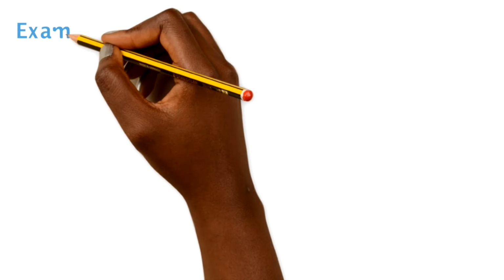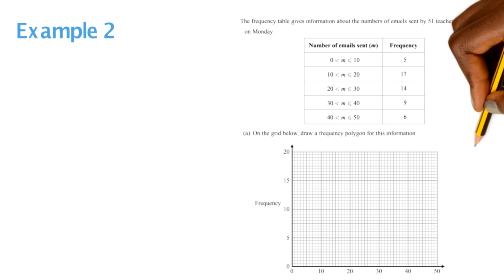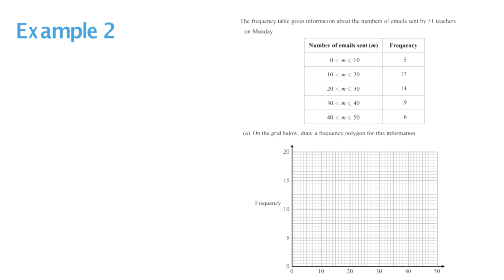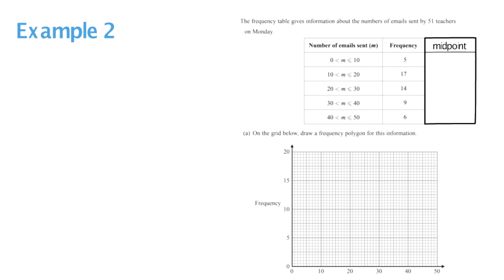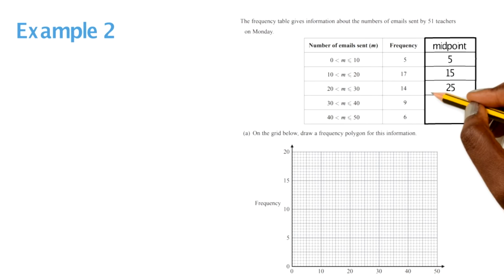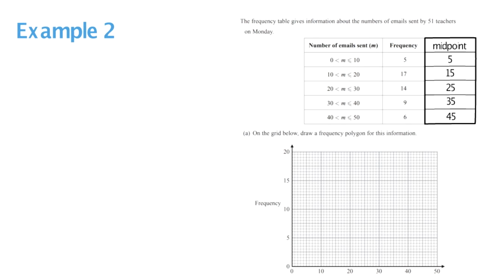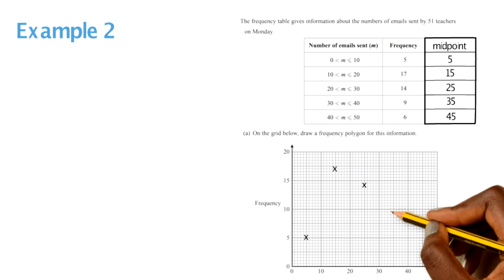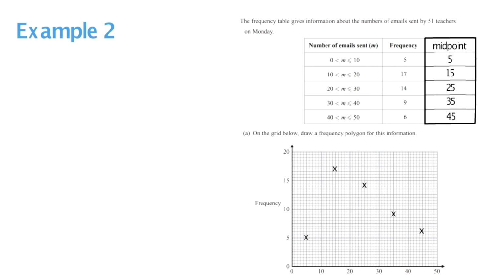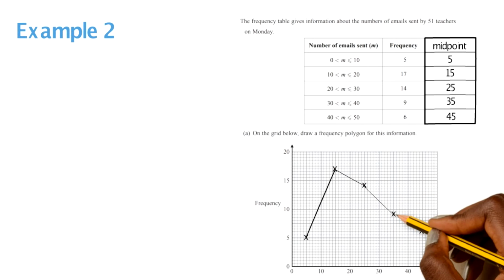Example 2. Again, same as the previous question. The first thing we want to do is draw our table for the midpoint of the class interval. So it's the same pattern. Write out your midpoints, plot them on the graph, and connect the points with straight lines. So we're just working out the midpoints. Then plot them onto the graph. Then draw a straight line connecting all of the dots together.